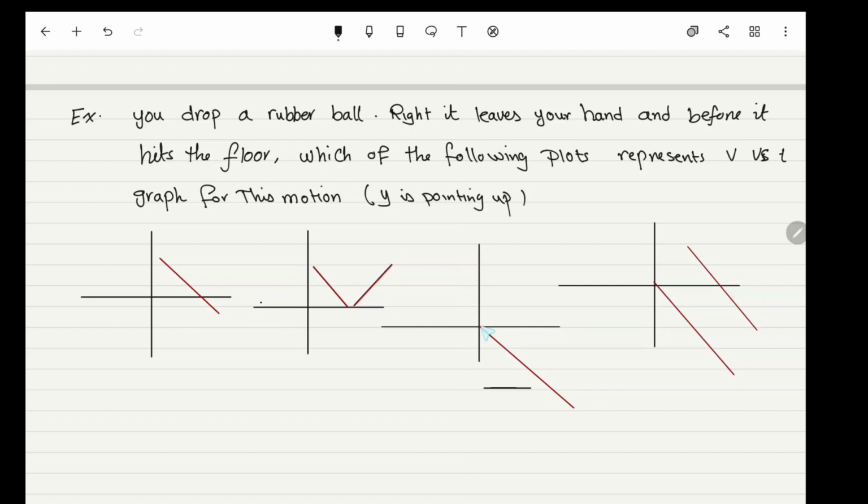The particle is moving from rest, so from zero here, and its velocity is negative because it's going down.